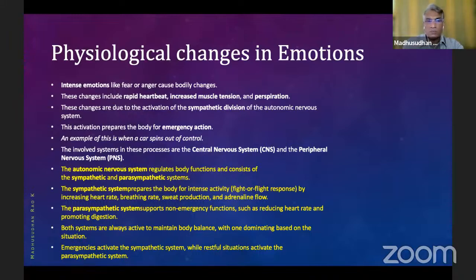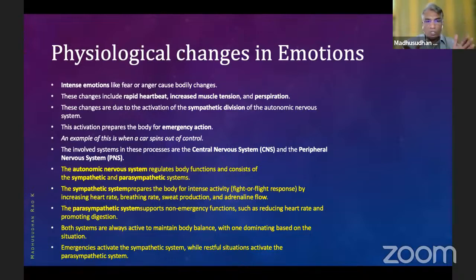The sympathetic nervous system prepares the body for intense activity, the fight or flight response, by increasing heart rate, breath rate, sweat production, and adrenaline flows. Adrenaline, where it is located and where it is released, you forgot anyway. The parasympathetic nervous system supports non-emergency functions such as reducing heart rate and promoting digestion.